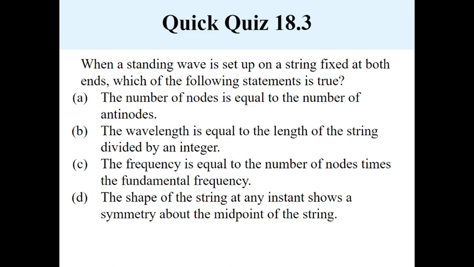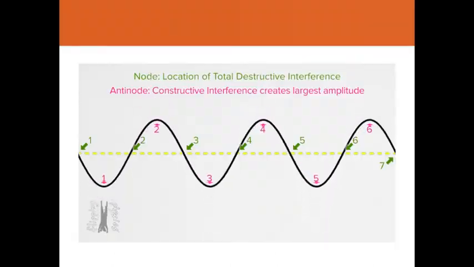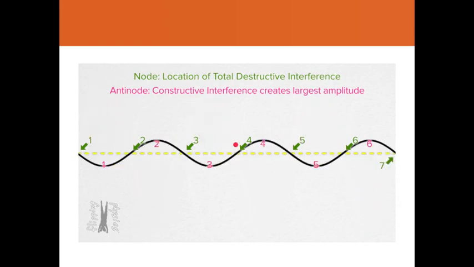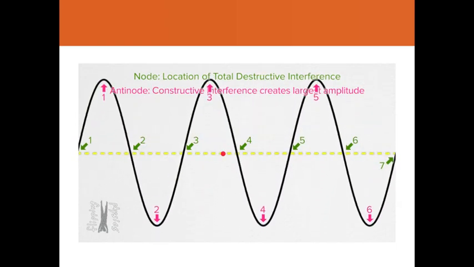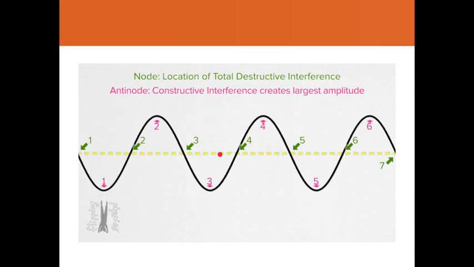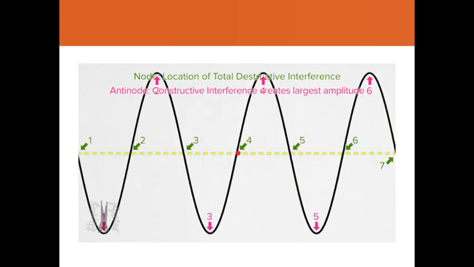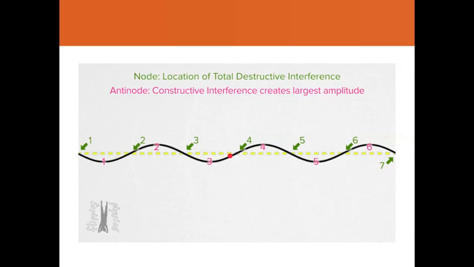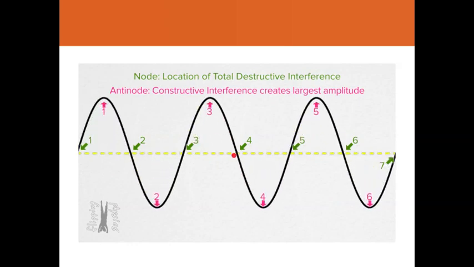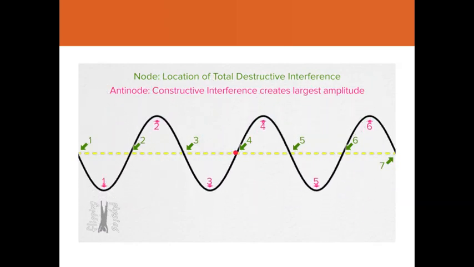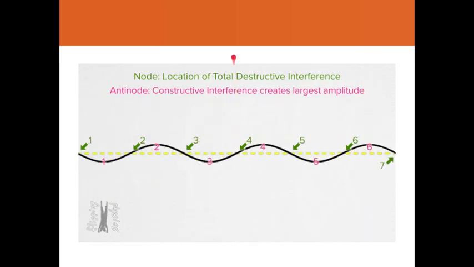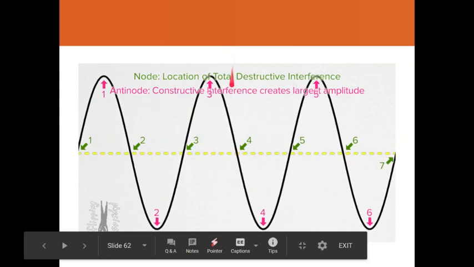And D says the shape of the string at any instance shows a symmetry over the midpoint of the string. So if you just look at the graph here, you do see the midpoint, which would be, in this case, somewhere around 3 and 4, right here. There is a symmetry, which is not quite horizontal or vertical, but it's both. It's a vertical horizontal symmetry where the wave is a reflection along this axis.